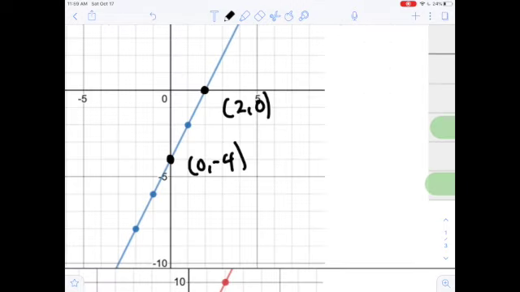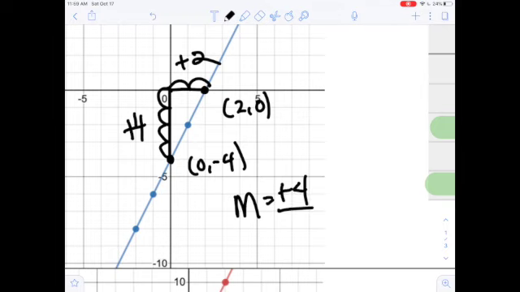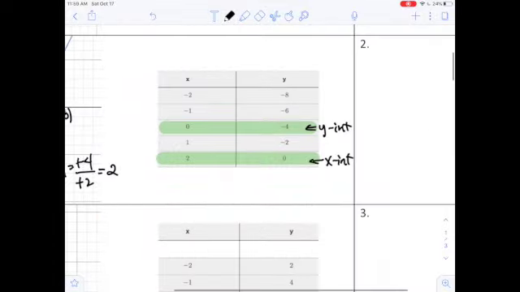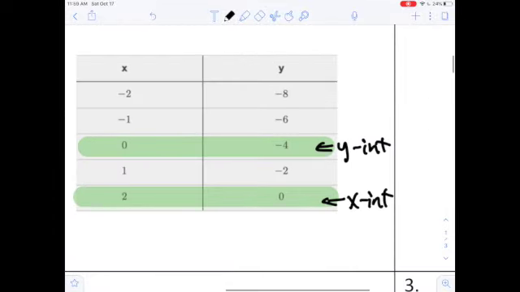Last but not least, we find our slope. And again, you can find your slope by counting your rise over your run. So I'll show you on the graph just as a refresher. Up 1, 2, 3, 4. So up 4. And then we go over 1, 2. So that's +2. So our slope is +4 over +2, or +4 divided by +2, which is just 2. And again, we can come over here to our table and do the same thing.